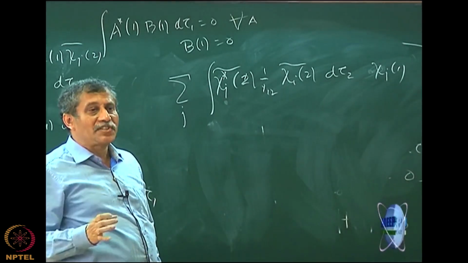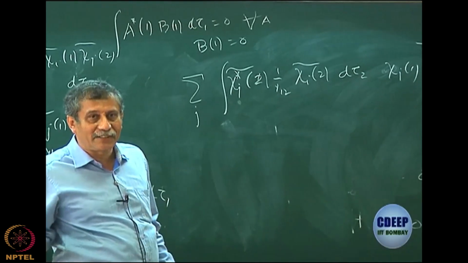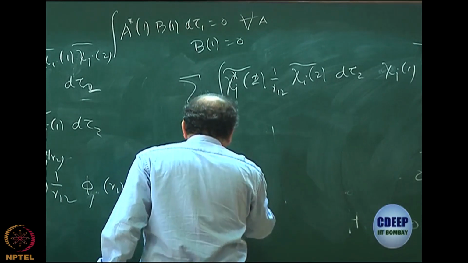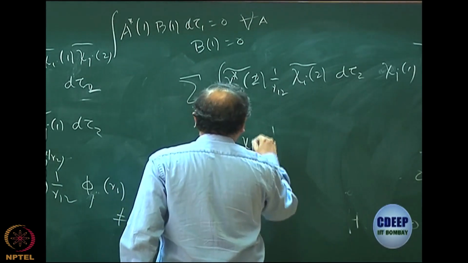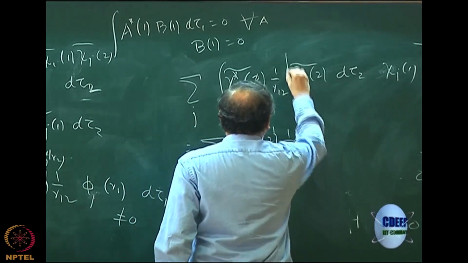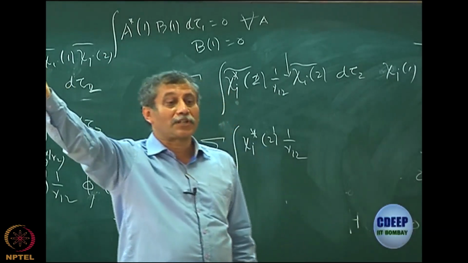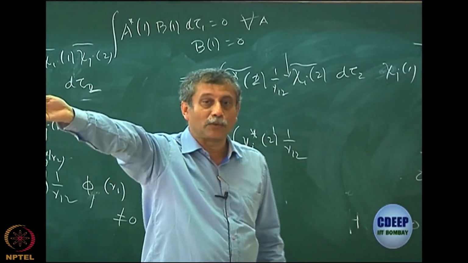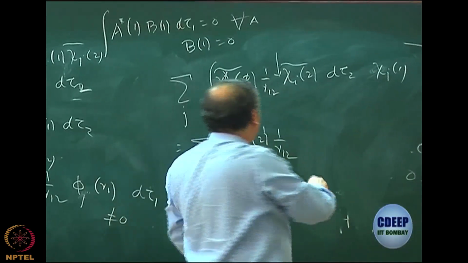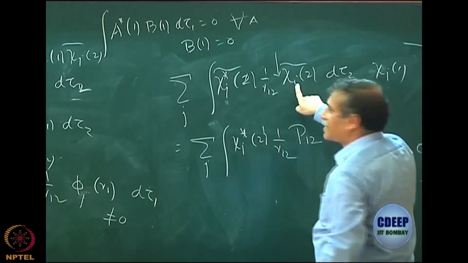Now, what I will now do is strictly mathematical, and you may even consider that as cheating, but it's mathematical. I will write this as sum over j, chi j star 2, 1 by R12. I will introduce between these an operator which you are already aware of, the permutation operator, P12. The permutation operator interchanges 1 and 2.